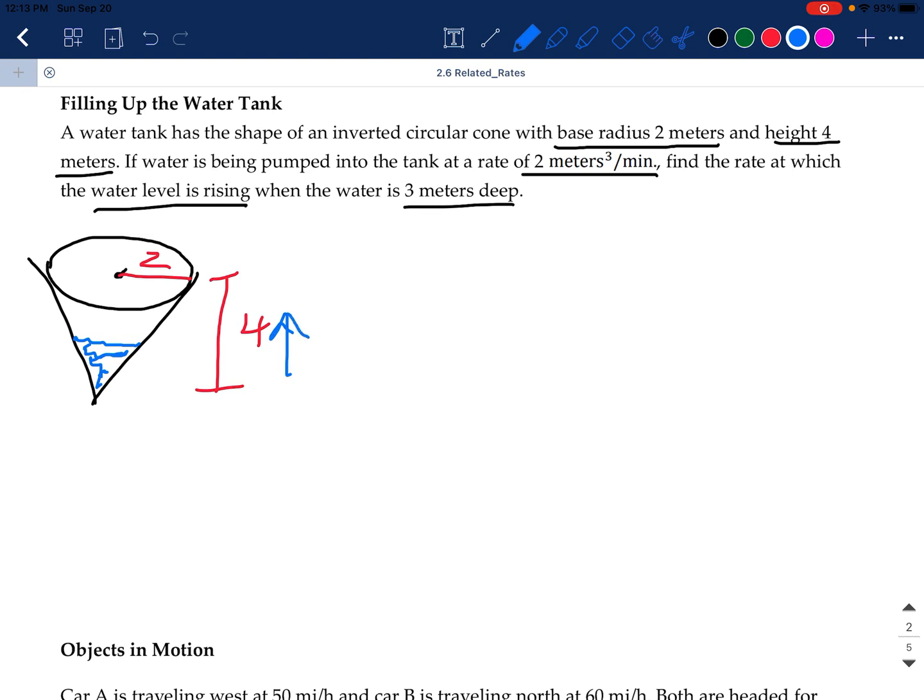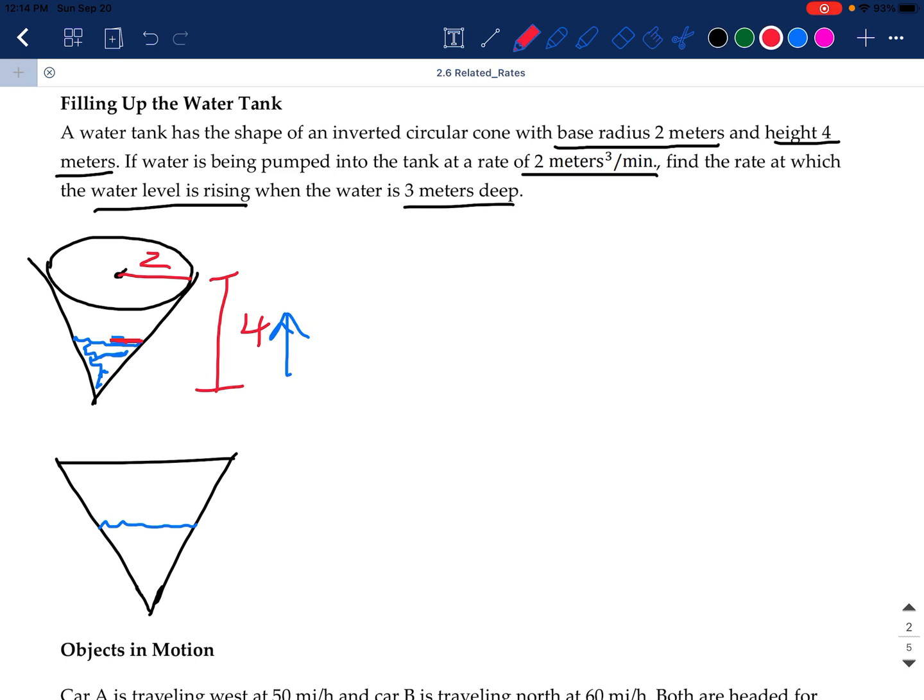So what we can see here, though, is that the height is changing, but the radius is also changing. So note the radius here is not fixed. So note radius and height are variable quantities here, as well as the volume of water in the tank. So I'm going to draw kind of a cross-section of what that tank looks like. So we've got our tank here. We've got our water in at a certain level. 3 meters is what we'll be interested in.